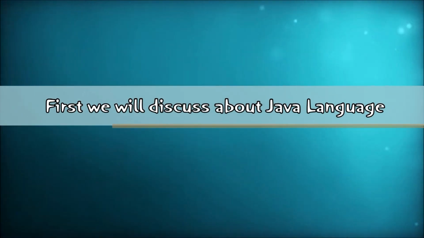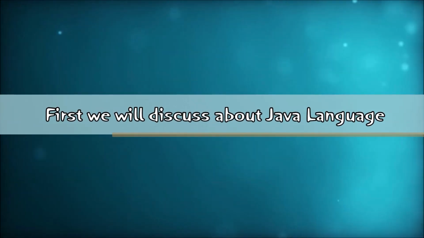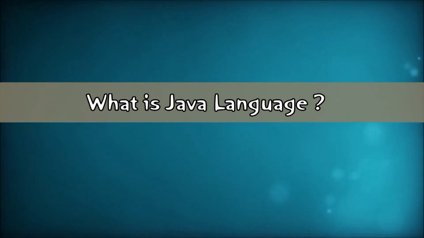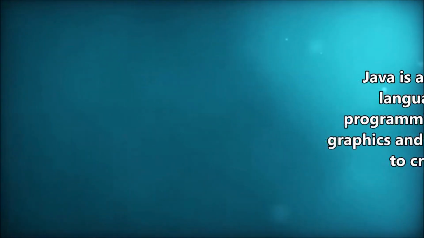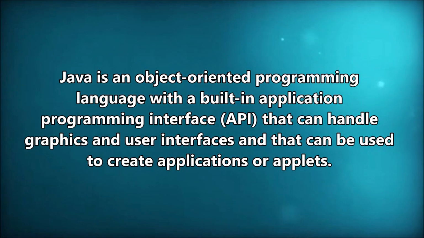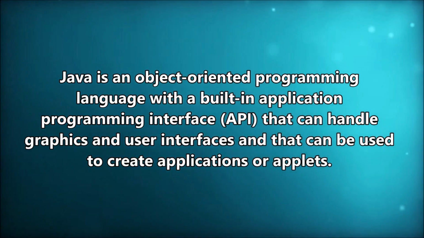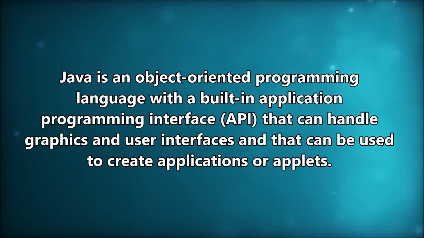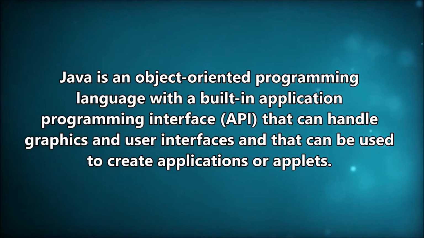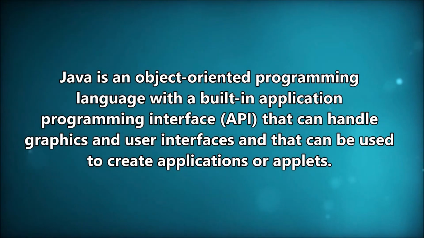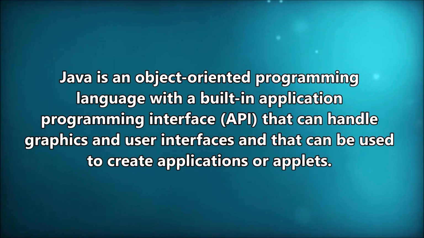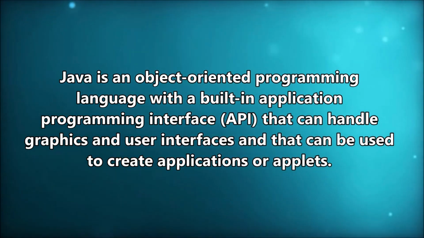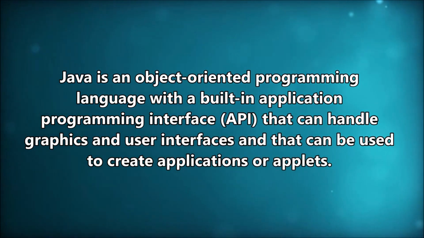First we will discuss about Java language. What is Java language? Java is an object-oriented programming language with a built-in application programming interface, API, that can handle graphics and user interfaces and that can be used to create applications or applets.